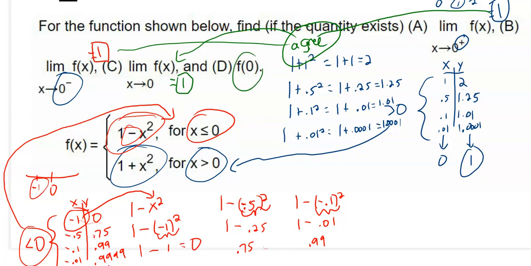And then they want us to find f of 0. If we plug in 0 for x, x is equal to 0, we see that condition is satisfied here, so we're supposed to use this equation here. So it's going to be 1 minus 0 squared, which will be 1 minus 0, which is going to be 1. And so this is also equal to 1, so everything here equals 1.